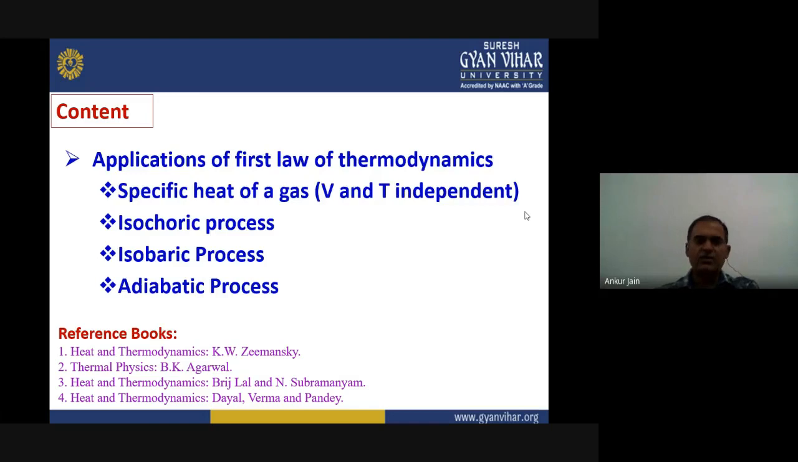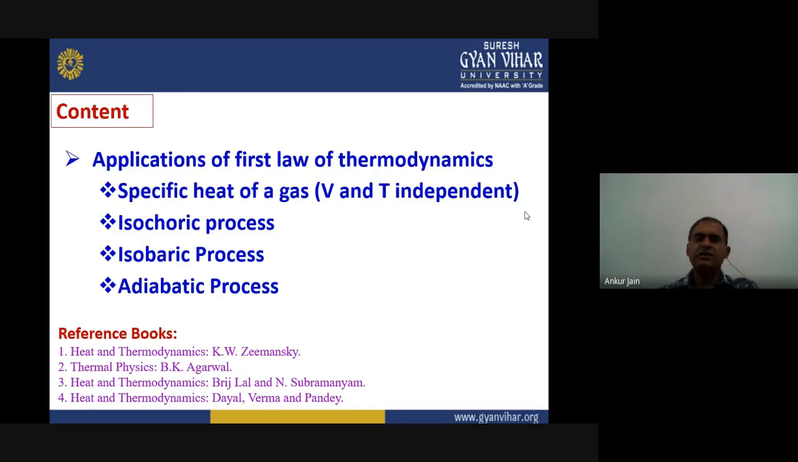The major topic of today's lecture is applications of the first law of thermodynamics, which is divided into several parts depending on the different conditions. The first condition is the specific heat of a gas, where we consider the internal energy as a function of V and T, taking V and T as independent variables. Secondly, we will see the isochoric process. The third is the isobaric process, and lastly we will look at the expression for the adiabatic process.